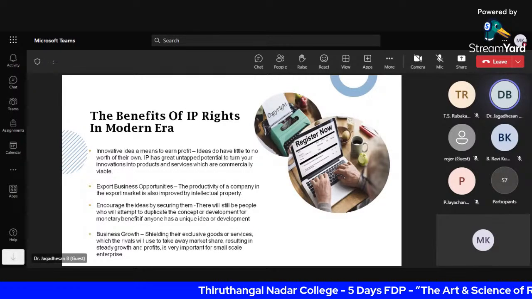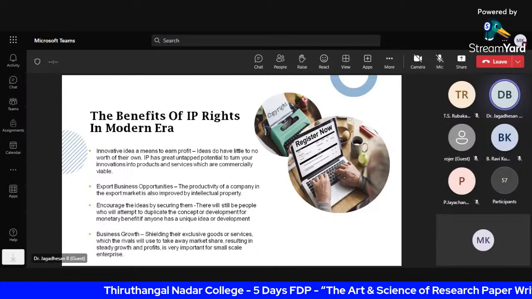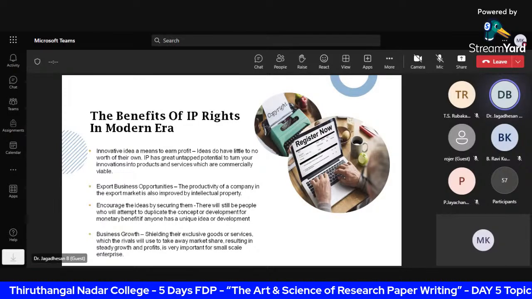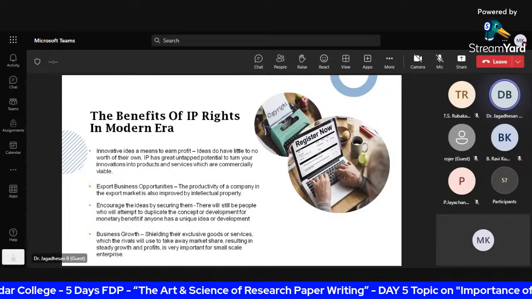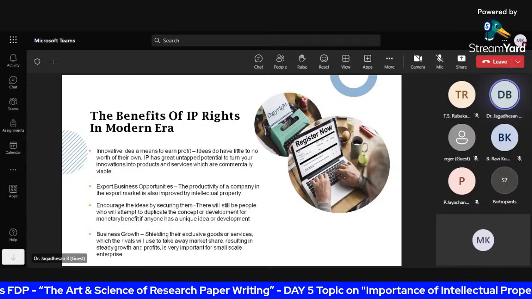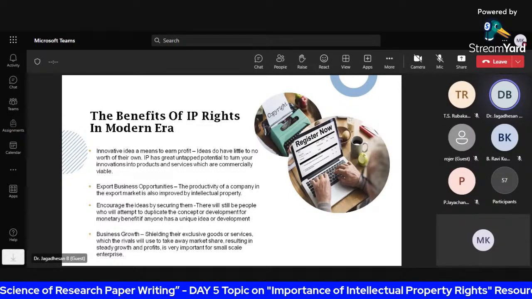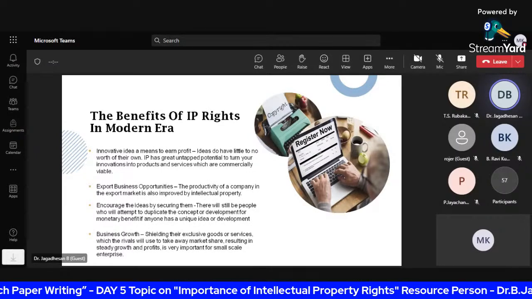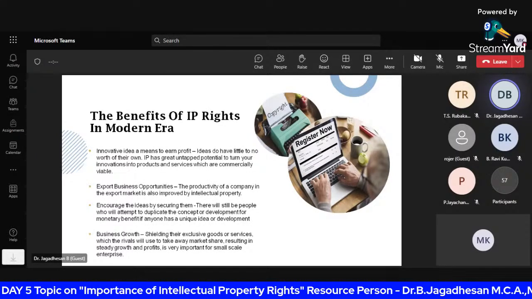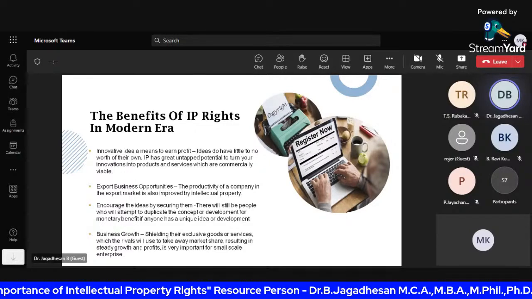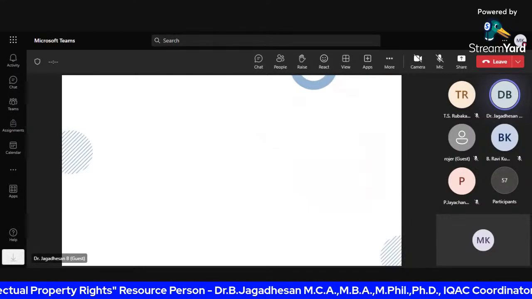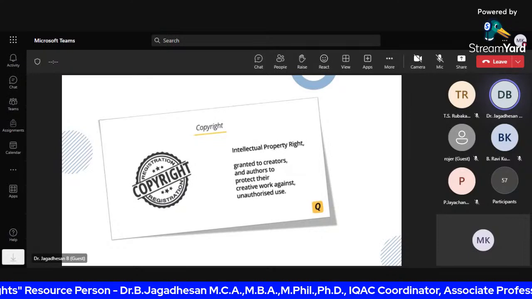So it is IPR. Suppose IPR were not available, that kind of legal policy not available in India, then there would be repetition, reproduction, copying of the same thing, no? We cannot identify which one is original, which one is duplicate. So this is one of the issues. So IPR may be some kind of benefit in this era.